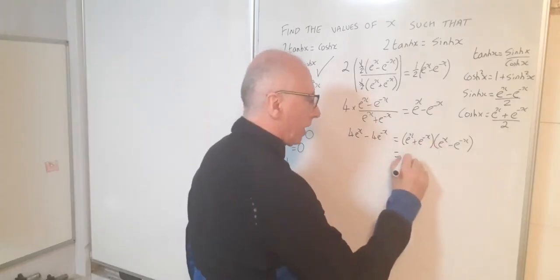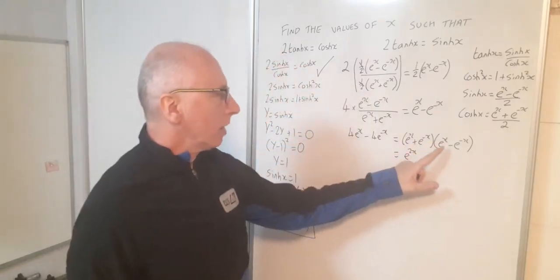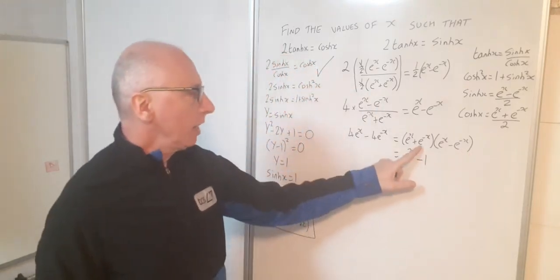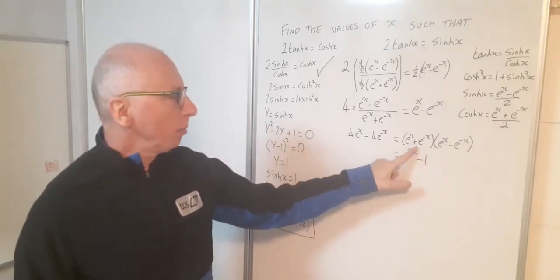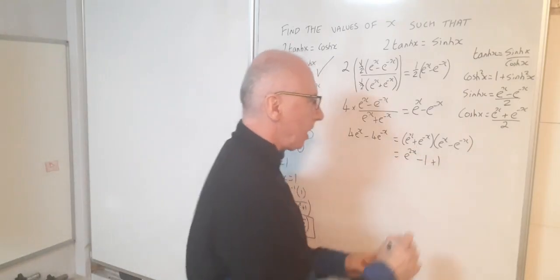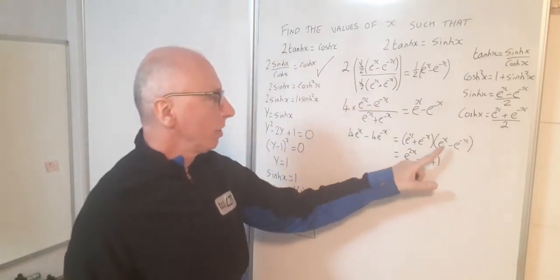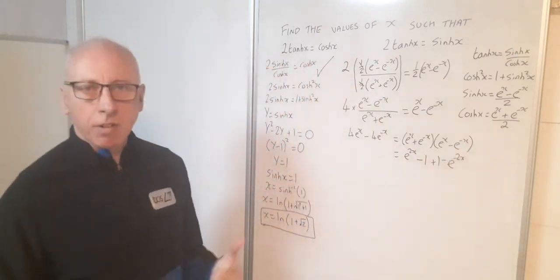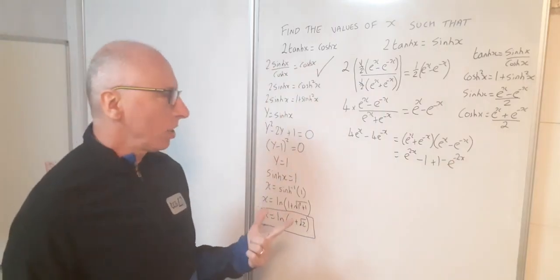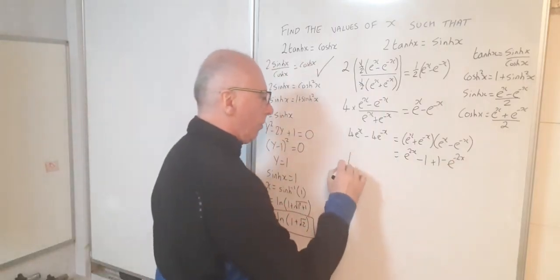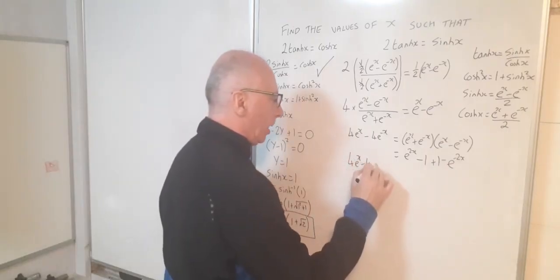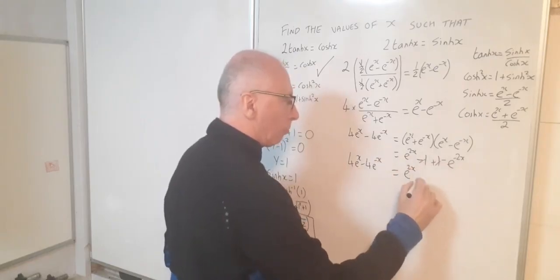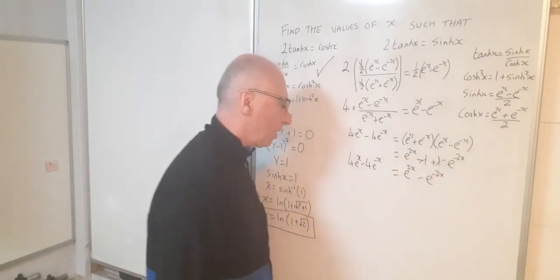So e to the x, e to the x, e to the 2x, e to the x times minus e to the minus x, that's going to give me minus 1. Then here I've got e to the minus x times e to the x, that's with a plus, so I'm going to get plus 1. So that's handy, they will cancel out. And then this one times this one with a minus, I'm going to get e to the minus 2x. So now I've got myself what looks like a difference of 2 squares situation, which is quite nice. So now 4e to the x minus 4e to the minus x equals e to the 2x, and then they cancel, minus e to the minus 2x.